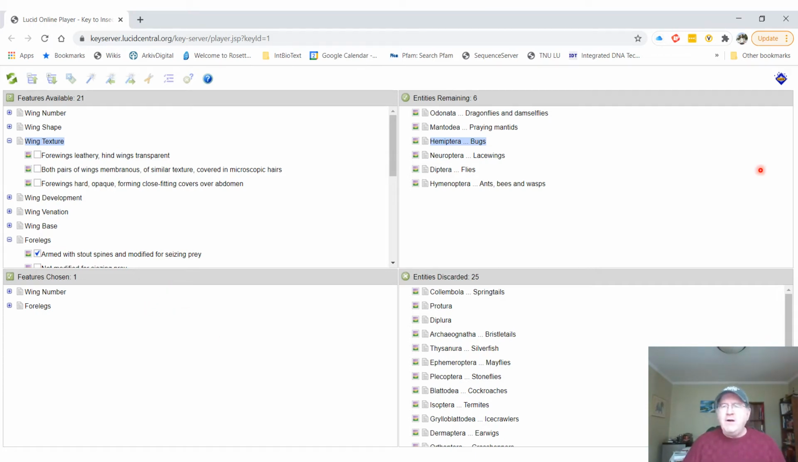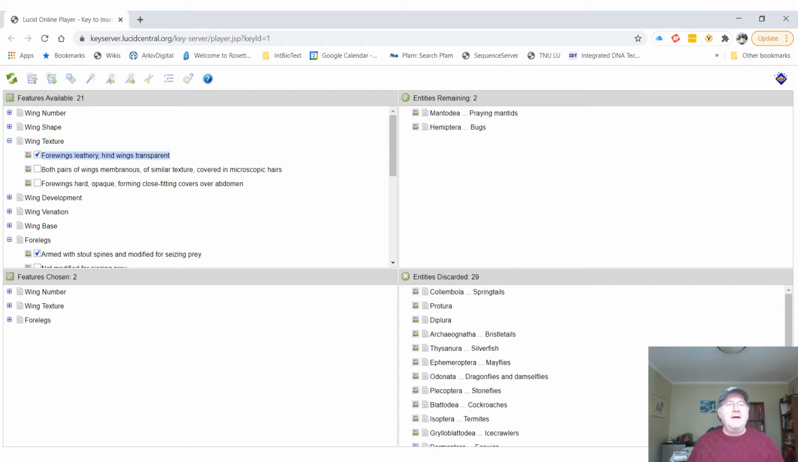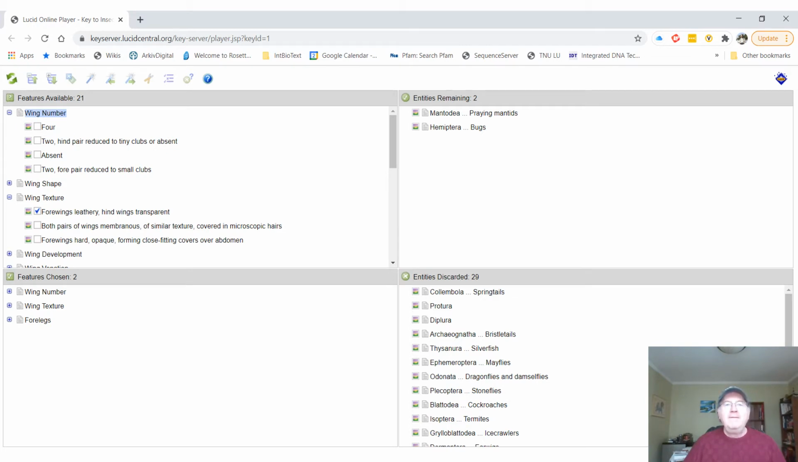I don't recall which one I picked. Let's see. I picked forewings leathery, hindwings transparent. So now I'm down to just praying mantids and true bugs. And you just continue this process, going through it until you hopefully get to the point where you can have only a single entity remaining and you have your identification. And so wing number, I think, is not going to help us there. We would need something else.